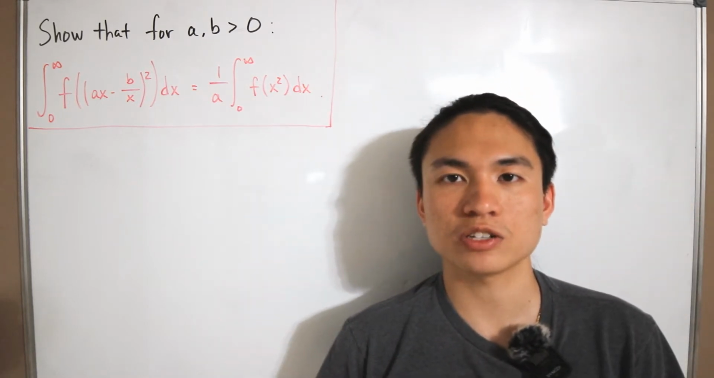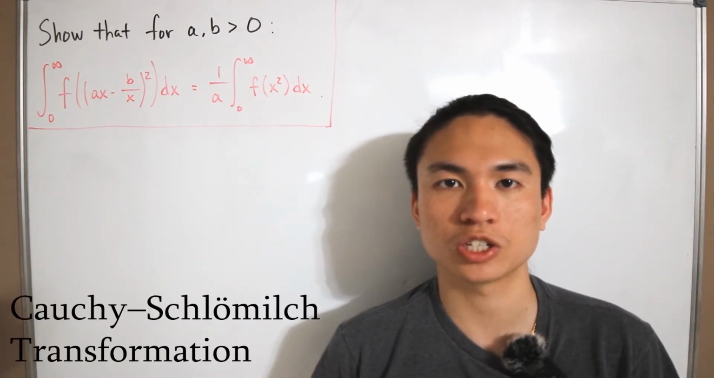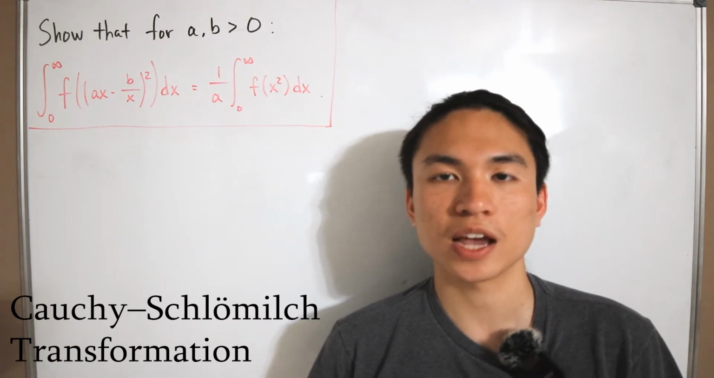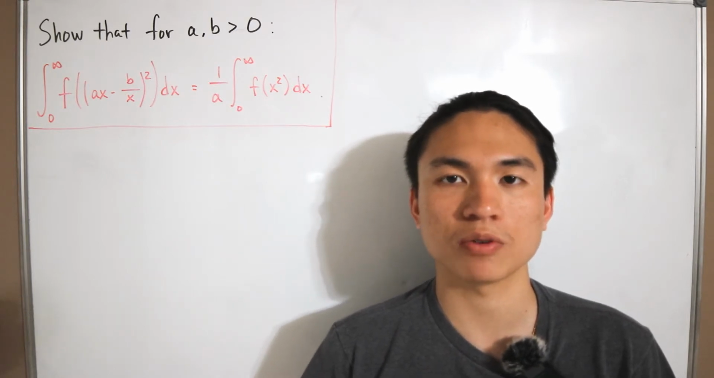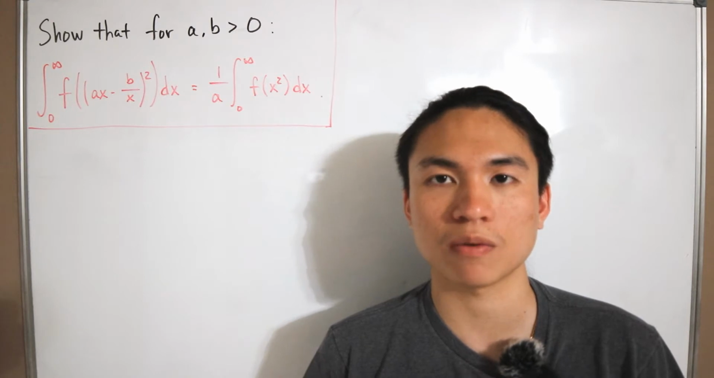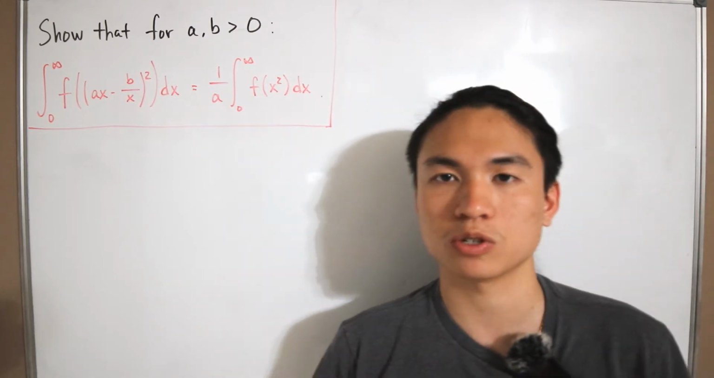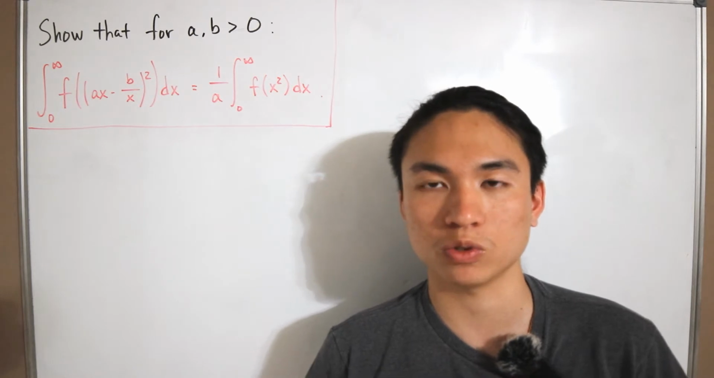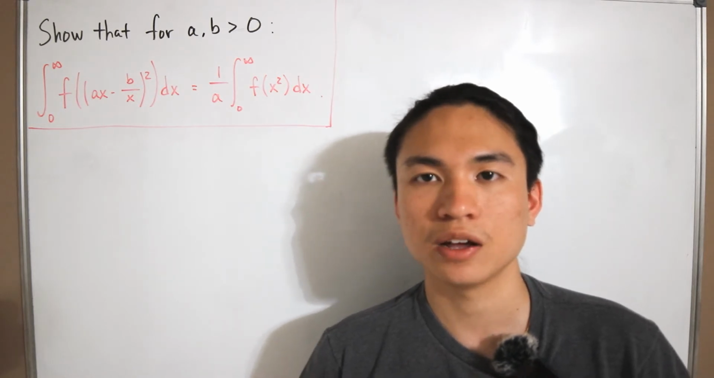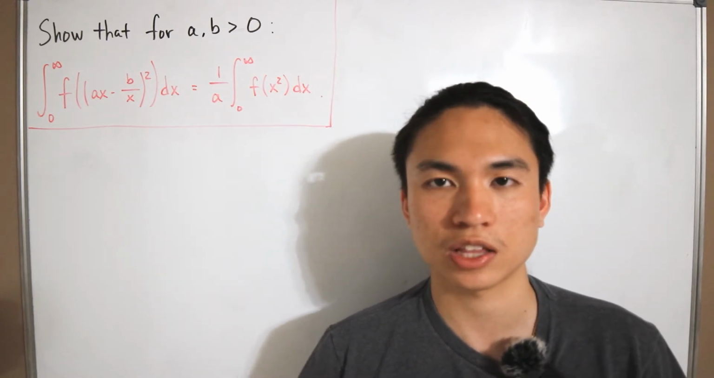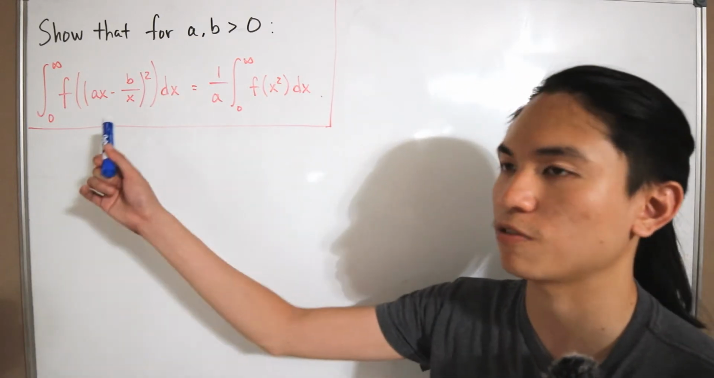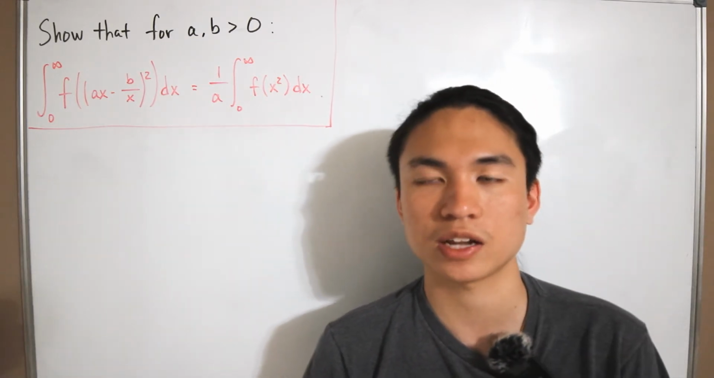So this transformation has a special name. This is known as the Cauchy-Schlömilch transformation. And it's actually a special case of a theorem known as Glasser's Master Theorem, which helps explain how a certain broad class of substitutions can simplify certain integrals over the entire real line. We're not going to go too much into that theorem, because we just want to verify that the left-hand side equals the right-hand side.